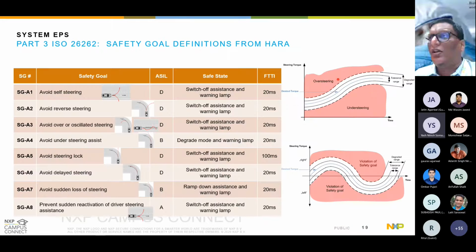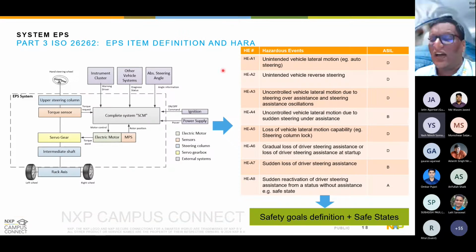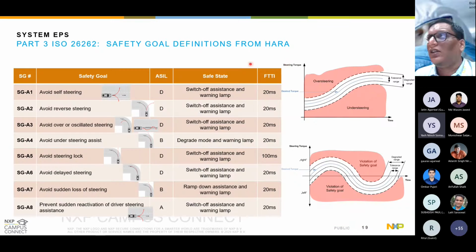Okay. Let's maybe look at the safety goal part again. So we identified the hazard, and from the hazard, what we say is that there needs to be a safety requirement, or a requirement to the system. So the system should meet a requirement that it should not self-steer. Okay, so we should avoid self-steering. So this becomes the topmost requirement for the safety system. Okay, so you want to avoid self-steering.